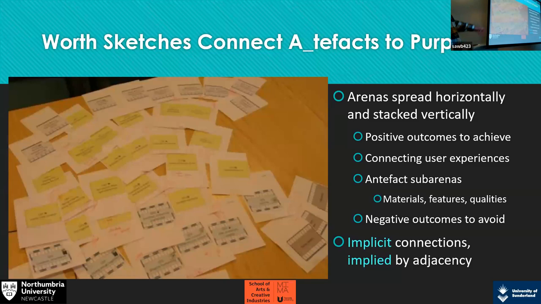This is a Worth sketch. So you've got design arenas, you've got positive outcomes at the top, negative outcomes at the bottom. You've got user experiences in the middle, and then you've got various parts of the artifact space, materials, features, and qualities. And we just move these things around, talking about connections and relationships between them. So the connections here are implicit, they're not explicit. The adjacency implies it. And I'd just scribble over the joins, and then I'd go back and stick this stuff on the phone, and get it laid out. And then I'd put it into Office as a diagram.